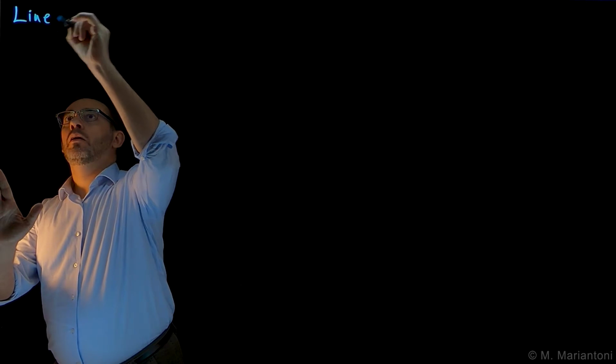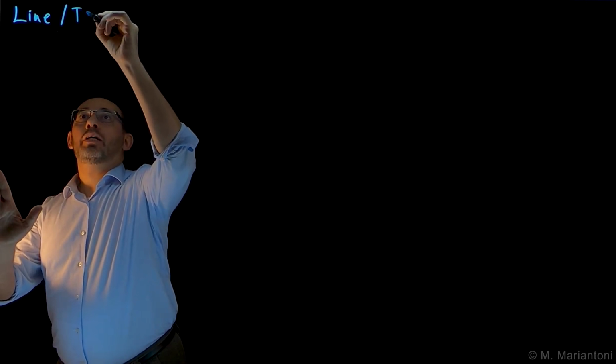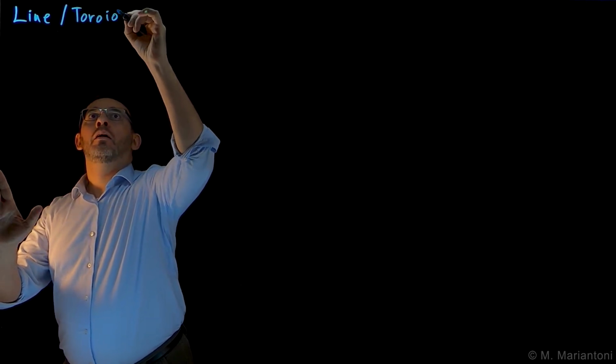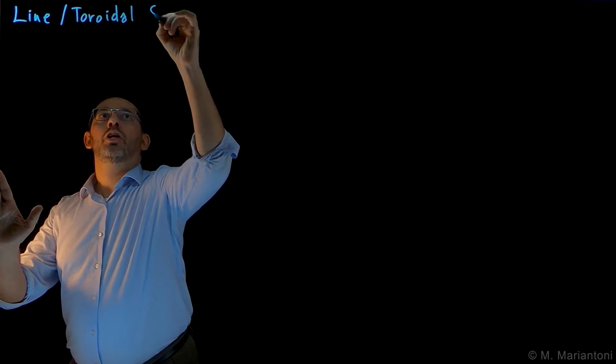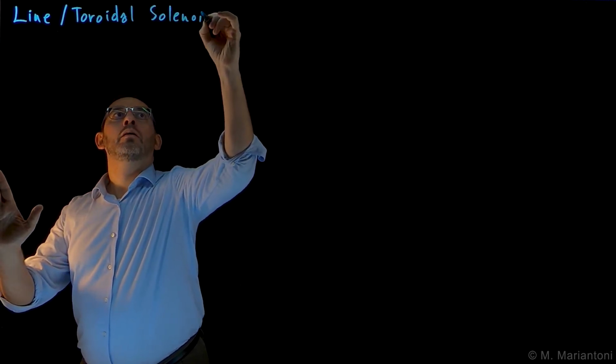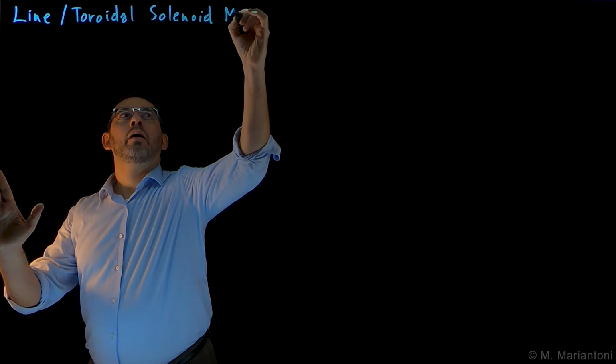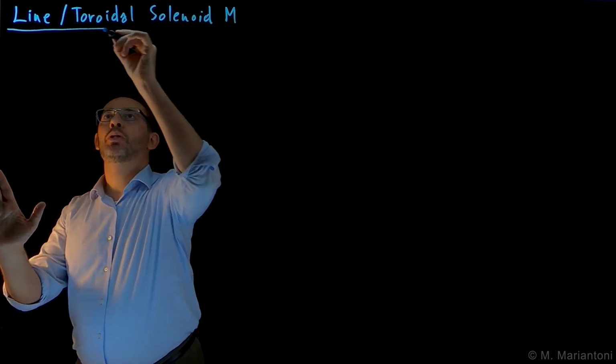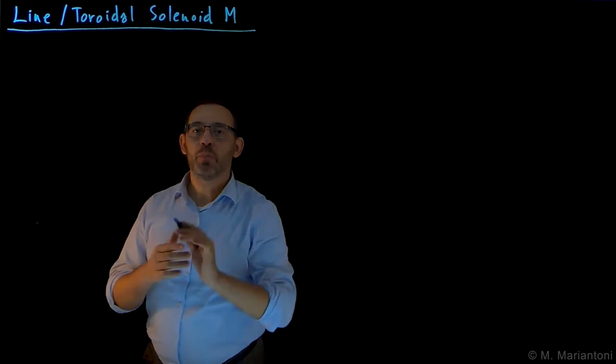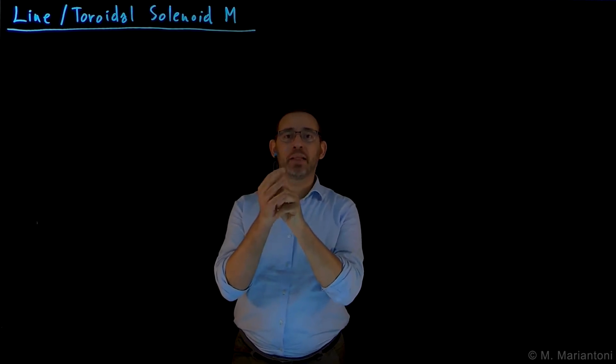The name of this video is Line Toroidal Solenoid M. In fact, we are going to compute the mutual inductance M between an infinite straight line that carries a current I in this direction and a toroidal solenoid which has this line of current as the rotational axis or revolution axis, gamma z.